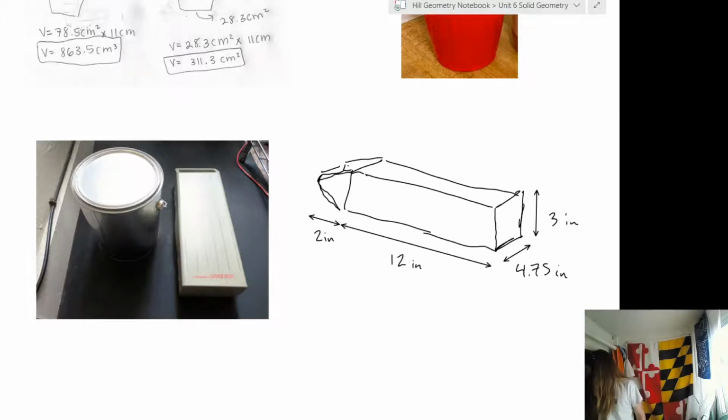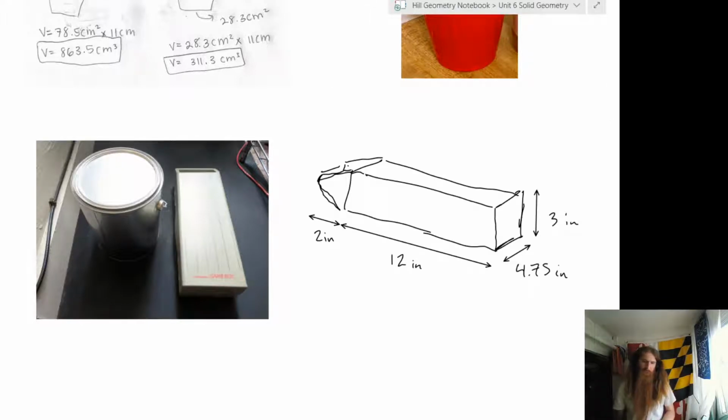Now my paint can is just a cylinder, but this GameBoy carrying case, it's almost a rectangular prism, but it has this little extra carrying area at the top, and that's what I'm going to have to add on or estimate around. So the first thing I'm going to do is take some measurements and do a drawing. So I will be right back once I've done that.